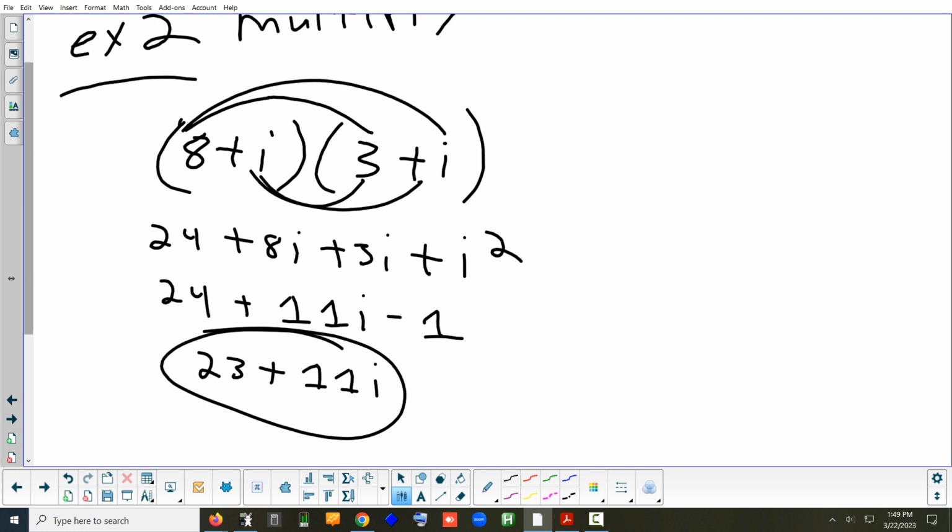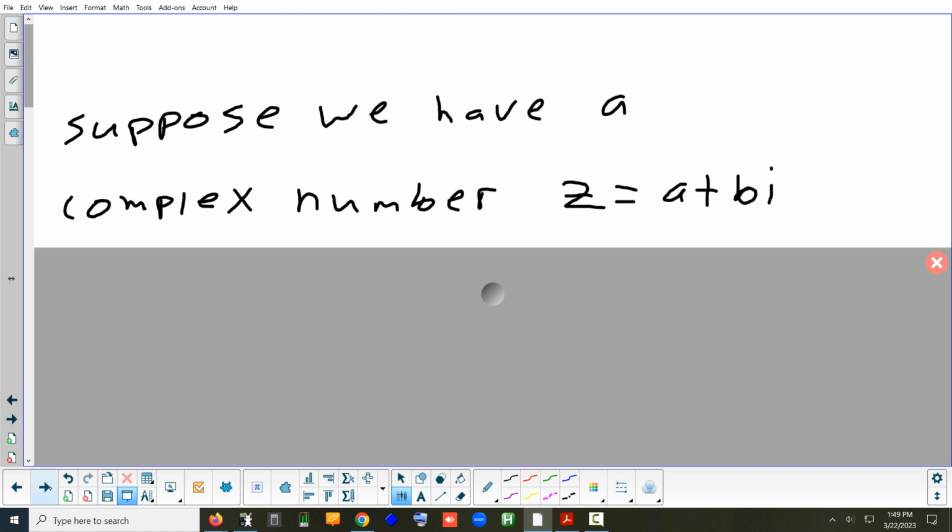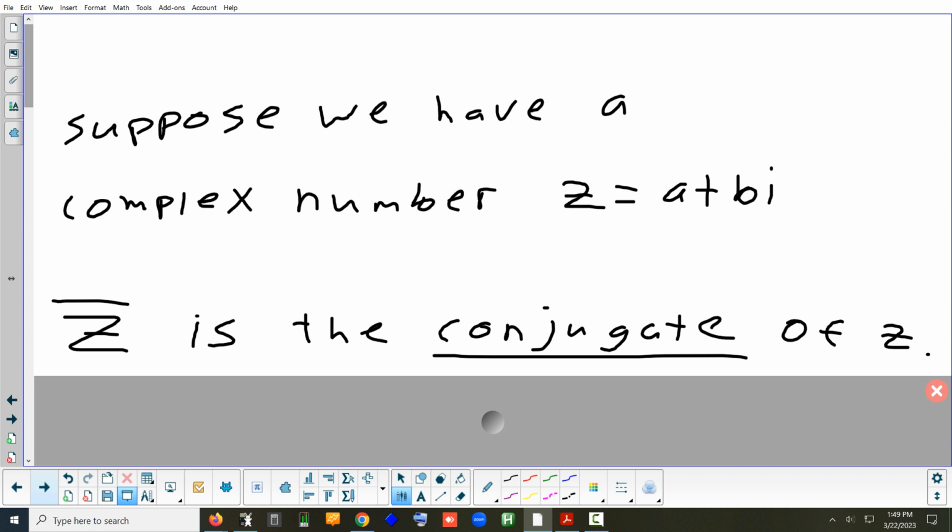So multiplying is really important because when we get to doing division, the way you have to do division with these kind of numbers is you have to multiply. So if you can't multiply, division is going to be a bit of an issue. When we divide, something's going to come up called a conjugate. So we're going to talk about what is a conjugate.